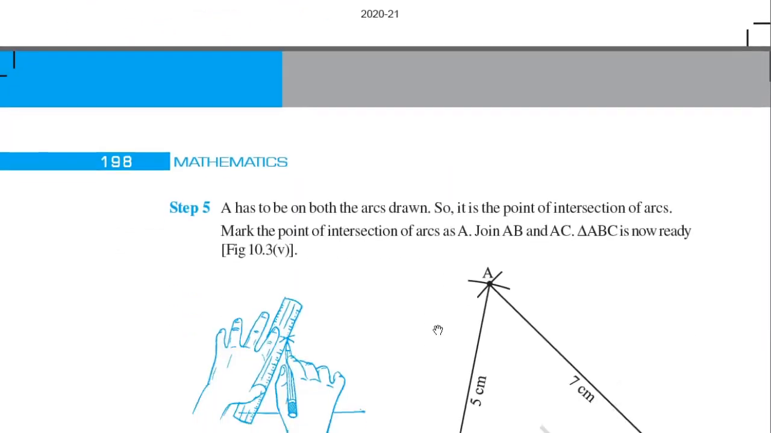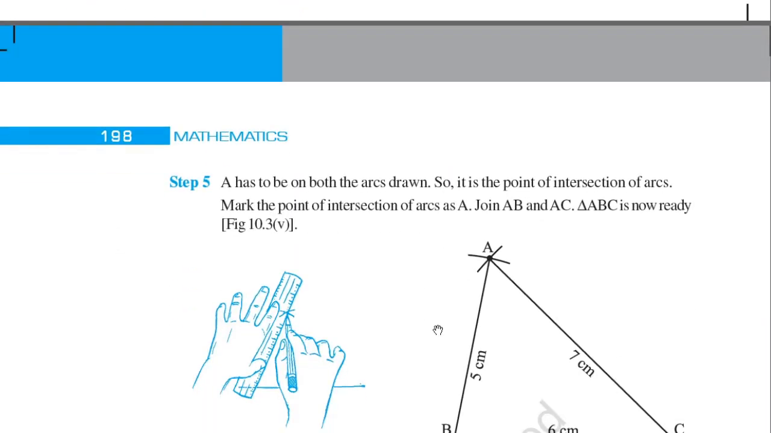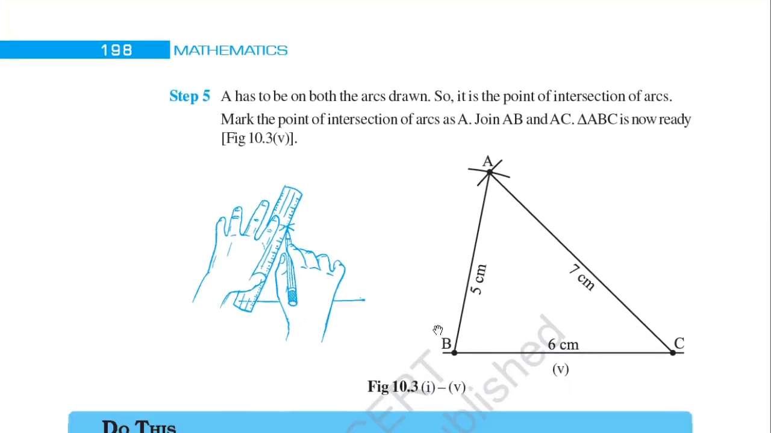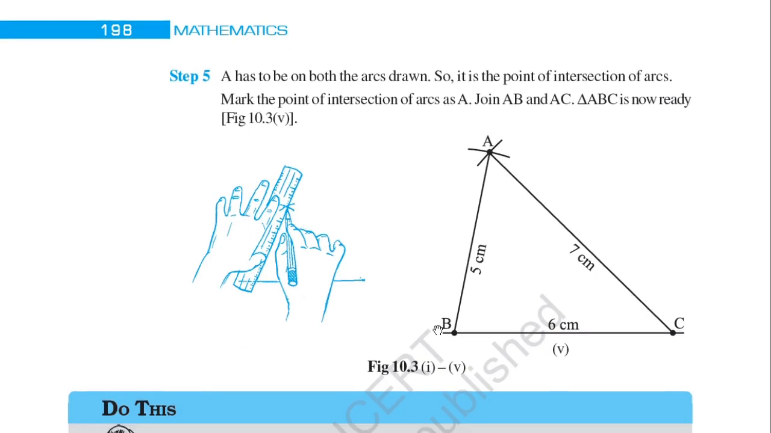Step 5, A has to be on both the arcs drawn. So it is the point of intersection of the arcs. Mark the point of intersection of the arcs as A, join AB and AC. Triangle ABC is now ready. So you can join the point of intersection.